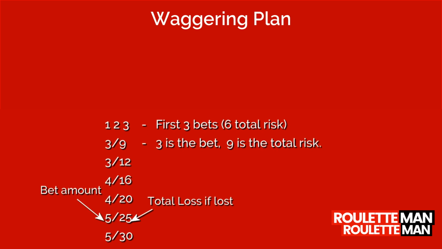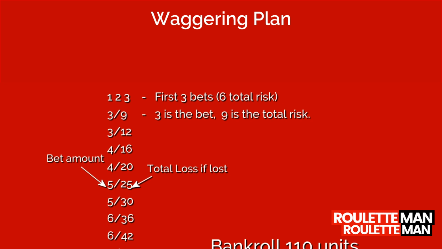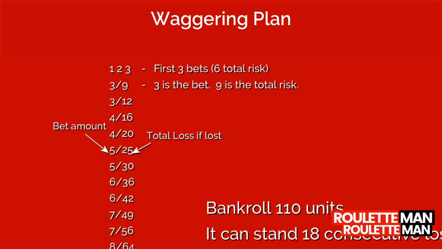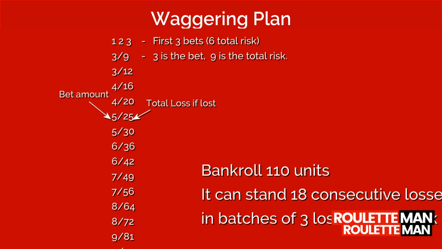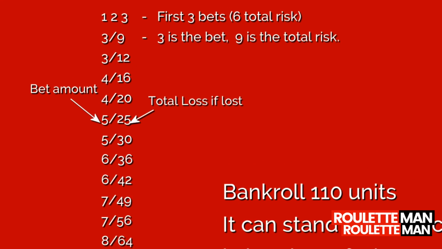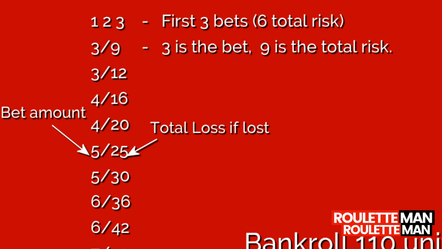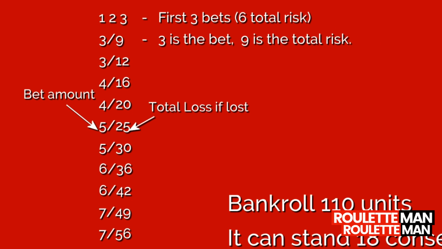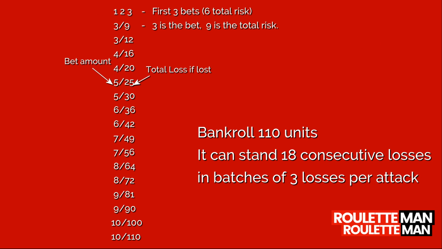Here's the betting plan. It starts on the top and ends on the bottom. When you lose, you go to the next level; when you win, you go to the previous level. The first 3 bets are 1, 2, and 3 chips, respectively. Then you bet 3 or 2 more times, then 4, etc. On the left side is the betting amount, and on the right side, the total loss if you lose. The whole plan needs a 110 chip bankroll and can stand 18 consecutive losses, which is pretty rare to happen.